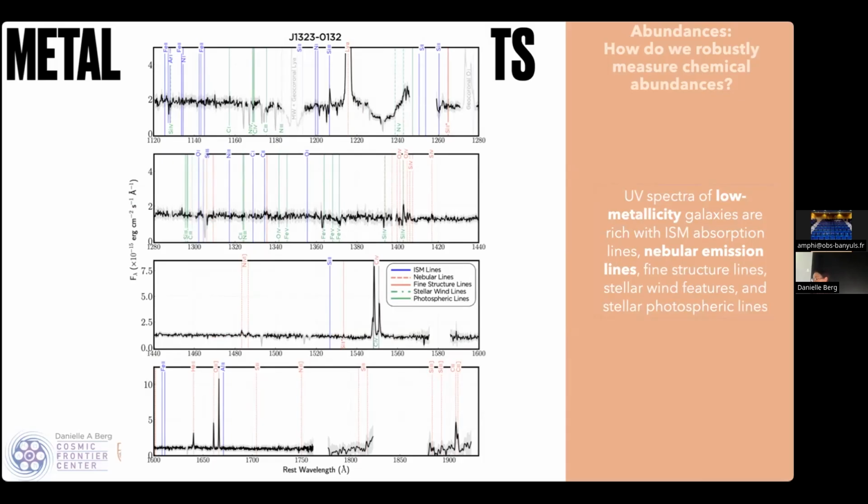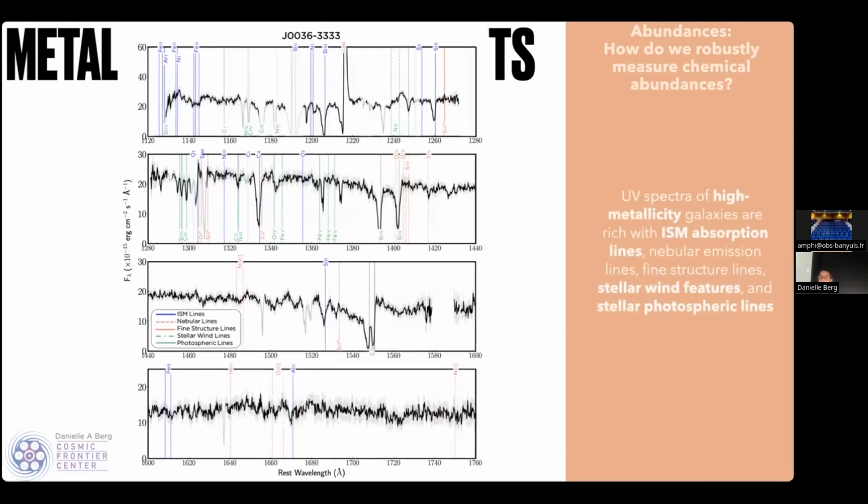If I show you a more metal-rich spectrum instead, you're going to see something completely different. Now a lot of our strong emission lines tend to go away, and we start to see a lot of these ISM absorption features. We start to see these P Cygni wind features. We start to see a lot more absorption in both our stellar components and our gas components due to the more metal-rich environment.